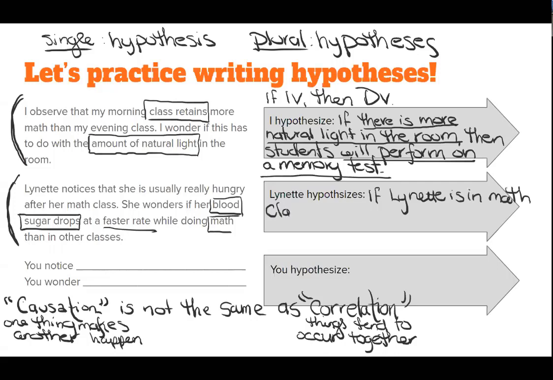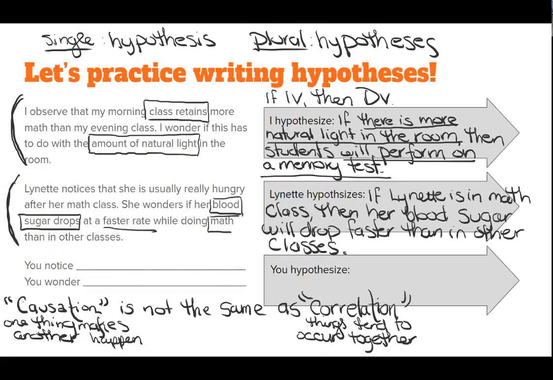She thinks it's just a rate thing. Then her blood sugar will drop faster. And she's comparing it to her other classes. So let's be specific. Then her blood sugar will drop faster than in other classes. The independent variable is the class she's in. The dependent variable is her blood sugar. She thinks her blood sugar depends on which class she's sitting through.